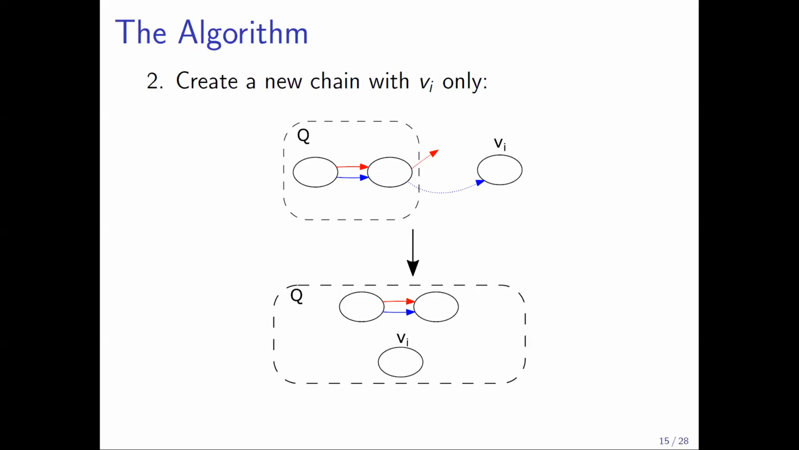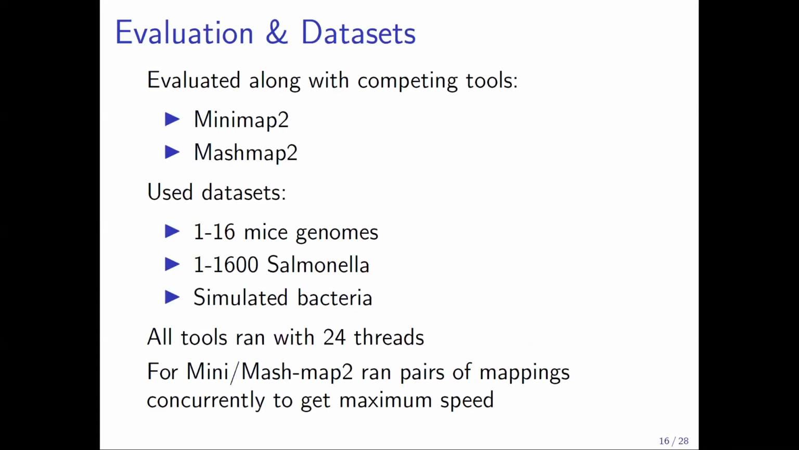So we implemented this algorithm, and we tested on several data sets. We evaluated along with the competing tools that I mentioned, Minimap2 and MashMap2, and we used 3 data sets. We used a data set consisting of up to 16 mice genomes. We used a bacterial data set that consists of up to 1600 Salmonella genomes, and we also used some tiny simulated bacteria data set, but for which we know the ground truth.